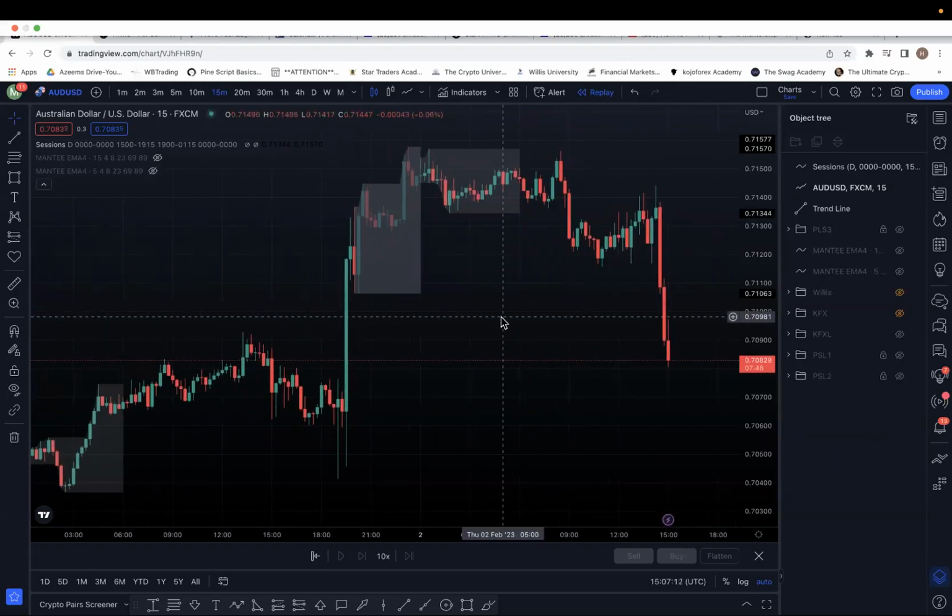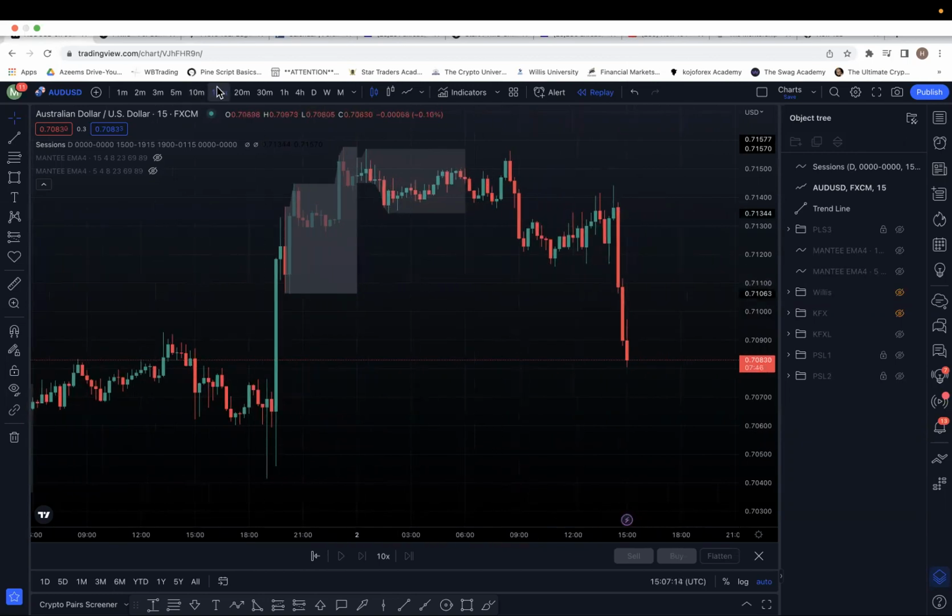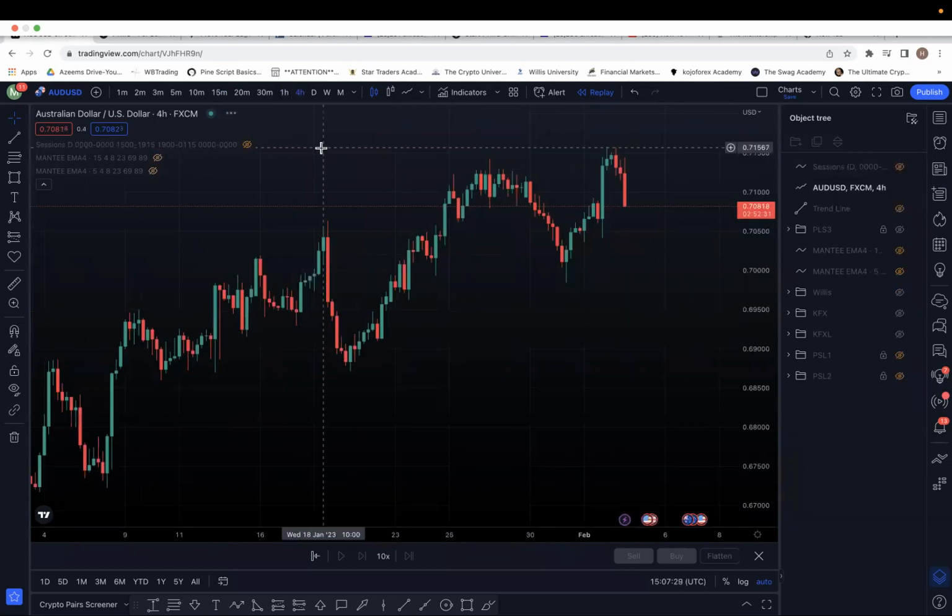So this is a normal chart. We're in the 15 minutes. First, we are going to draw what we call support and resistance, or what we call demand and supply. Support and resistance is on what? Demand and supply. Right. So when we have to go to the 4-hour.